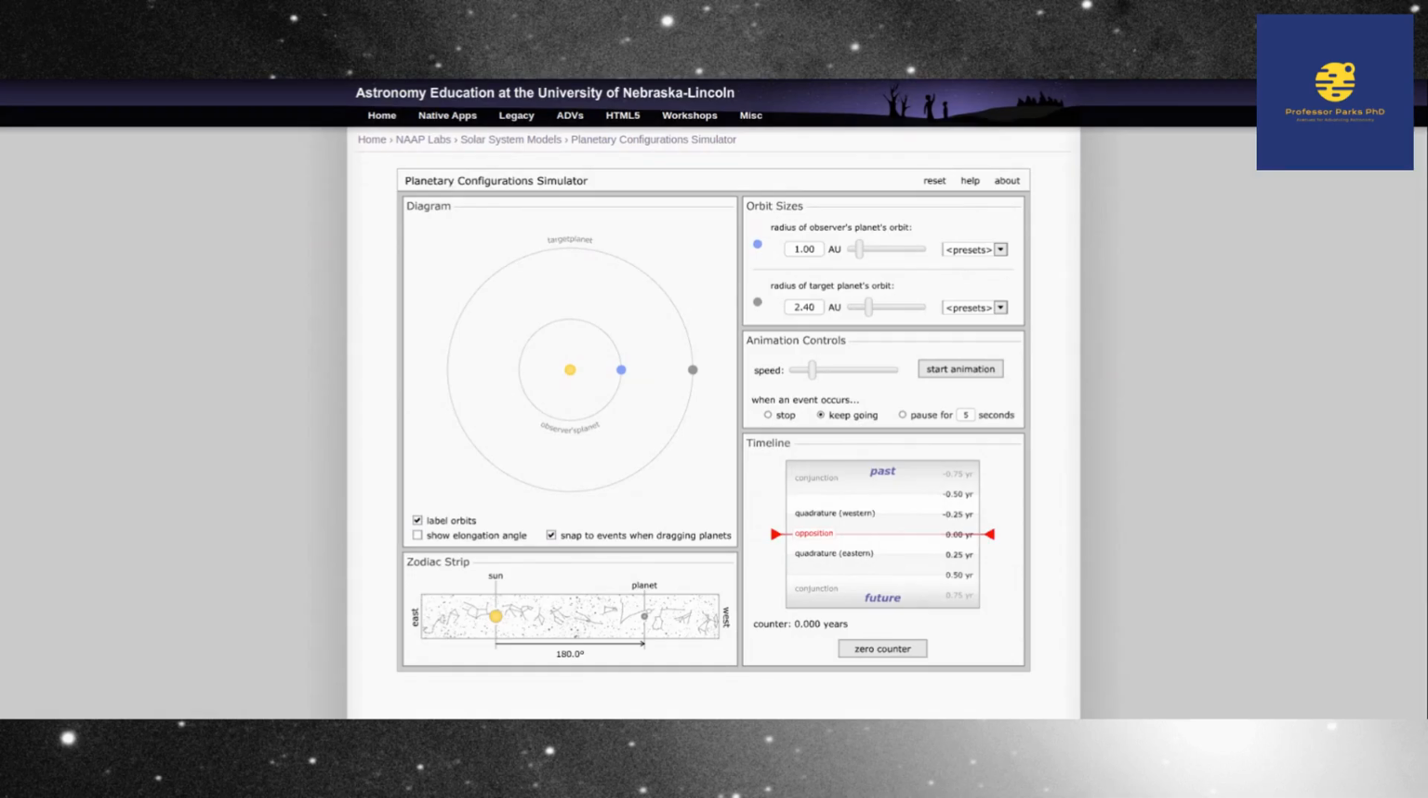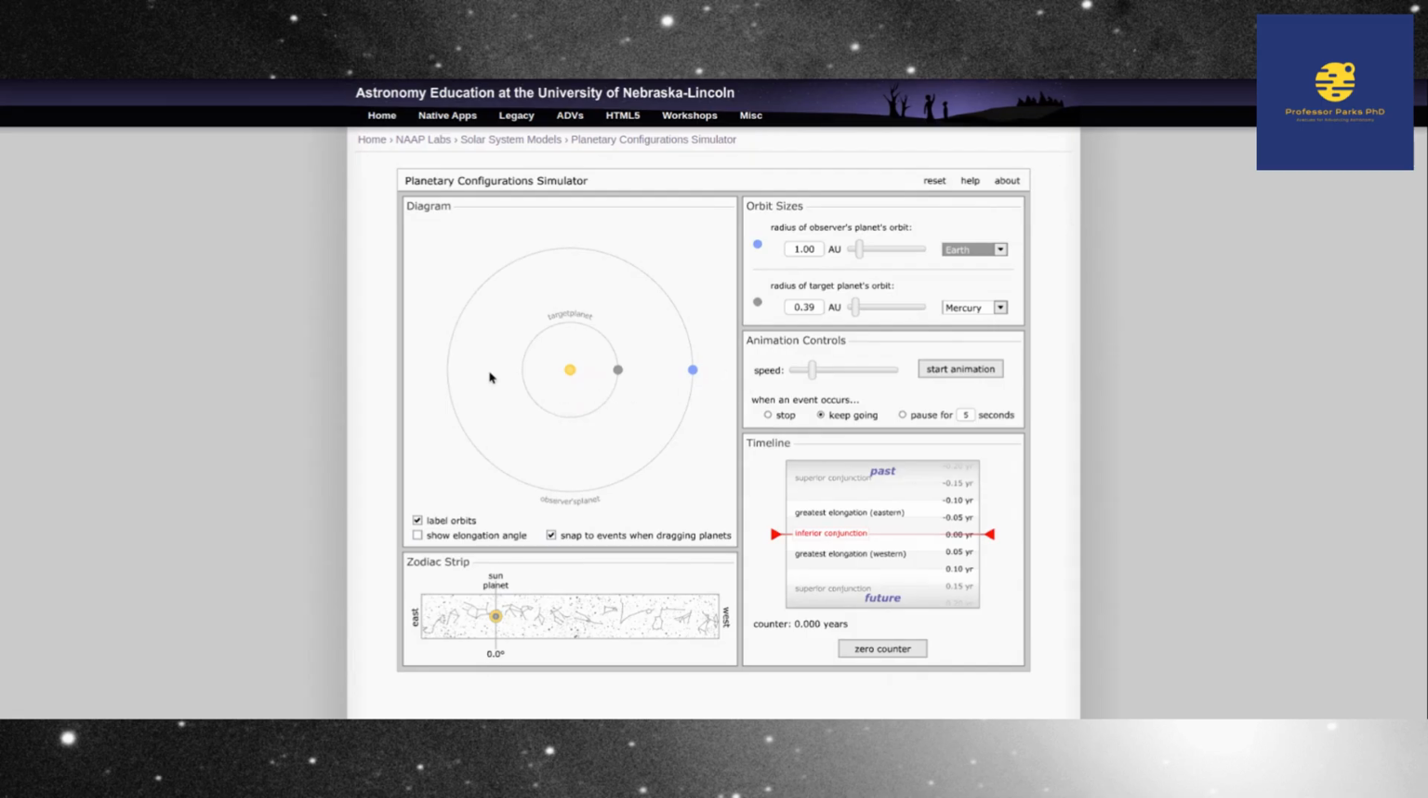So this is the Planetary Configuration Simulator. This is a wonderful tool provided by the University of Nebraska-Lincoln. They have a number of simulators in their astronomy education suite. But let's just look at the motions of the planets with respect to the Earth. This configuration is where the blue dot corresponds to the Earth and the gray dot corresponds to Mercury.